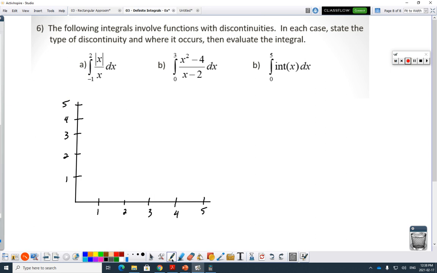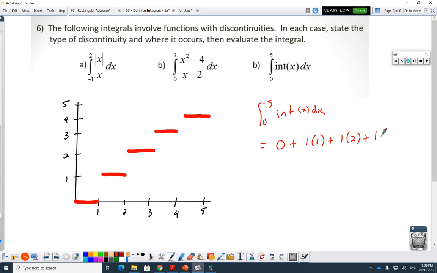Thick red line to show the different sections of this graph. 0 for a while, then 1 for a while, then 2 for a while, 3 for a while, 4 for a while, and that's it. So the area here, I got a 0 rectangle, then a 1 times 1 rectangle, and then a 1 times 2 rectangle, and then a 1 times 3 rectangle, and then a 1 times 4 rectangle.